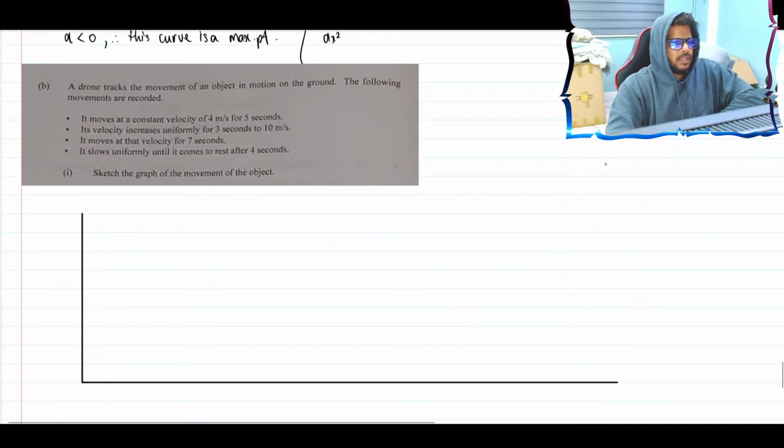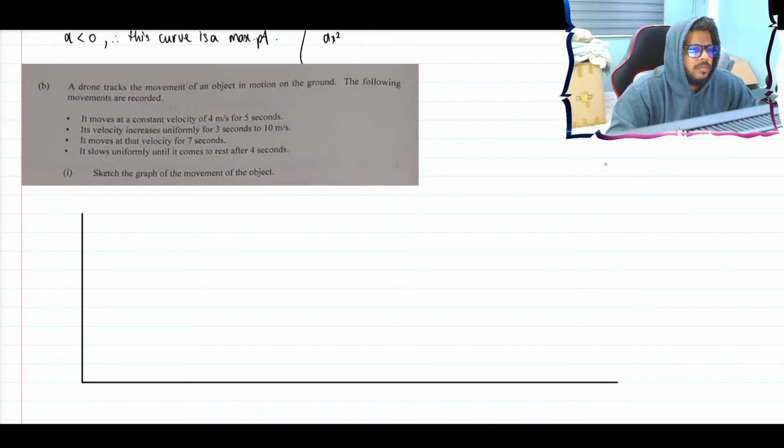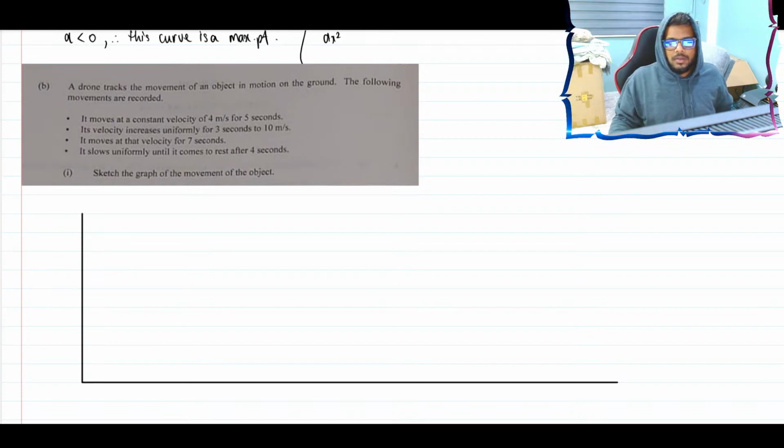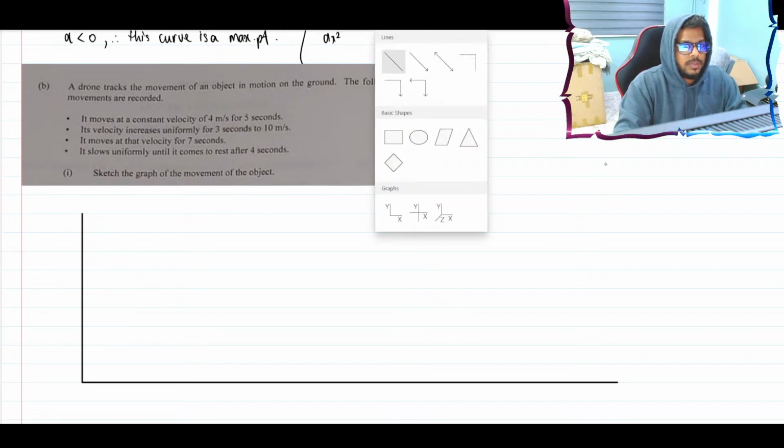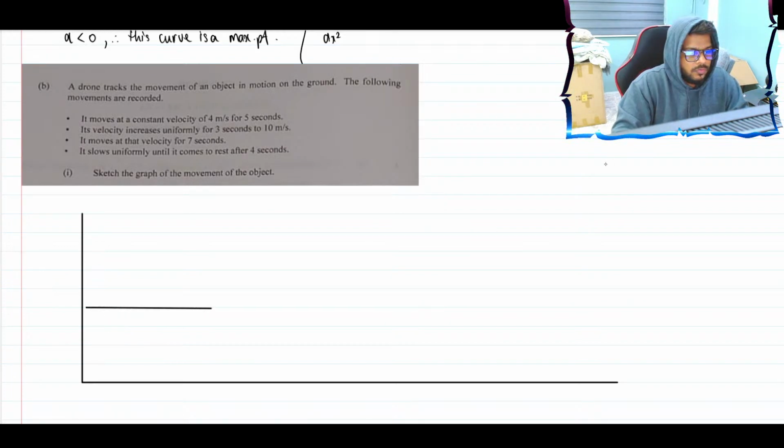So it moves at a constant velocity of 4 meters per second for 5 seconds. Now remember, the question never said that it started at rest. So we are going to assume that the drone started tracking the motion of the object while it was already moving. It's like if you turn on the TV and a TV show is going on, you don't see the TV show from the beginning. Same kind of principle here. While this thing is moving on the ground, we started recording, and from the start we recorded 4 meters per second.